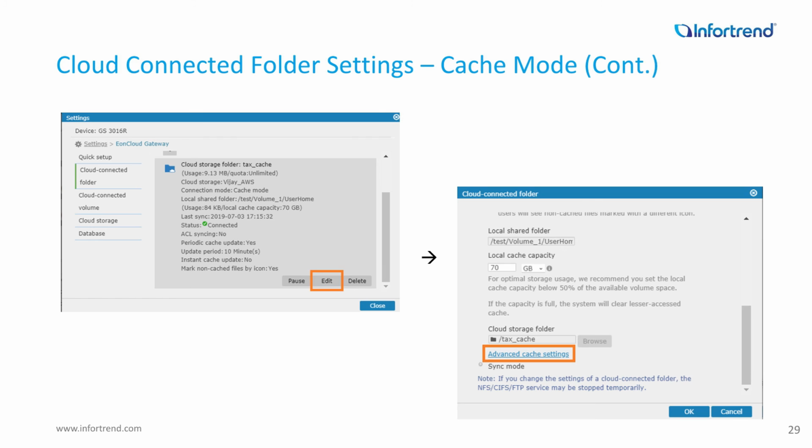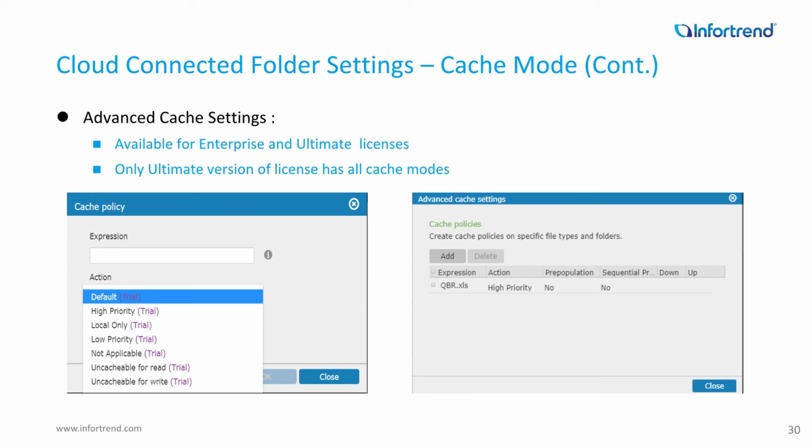After setting up is done, you can see a record like what is shown in this slide, a task with the configuration details. When you click Edit, an option called Advanced Cache Settings appears on the Cloud Connected Folder screen. Click it and it takes you to this screen. In this slide, we pull out an example. I enter qbr.xls in the expression field and select high priority in the action field. So I expect this file is kept in cache for instant local access at any given time.